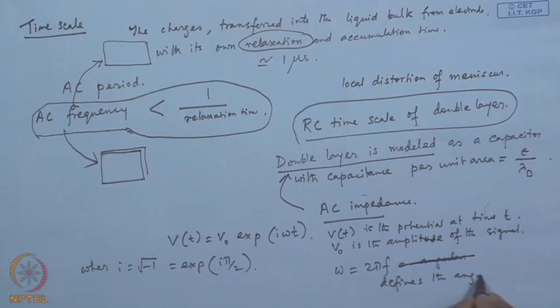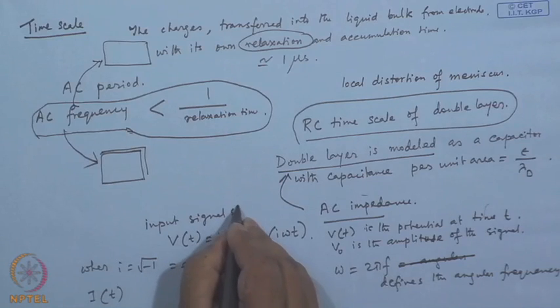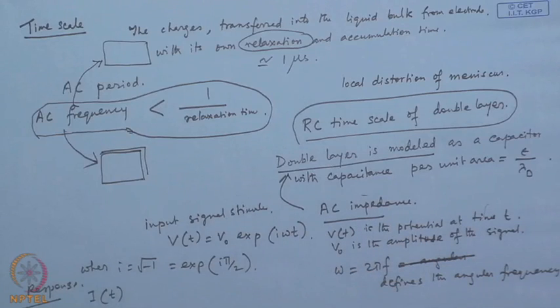In that case, we will continue this analysis. We will find out the corresponding response signal. So, V t is an input signal, a stimulus, and this is the response signal we will calculate, and then we will calculate what is called a complex impedance. This is a very standard exercise for electric circuits. We will try to find out what would be the RC time scale of a double layer, and that has to relate to the AC frequency.